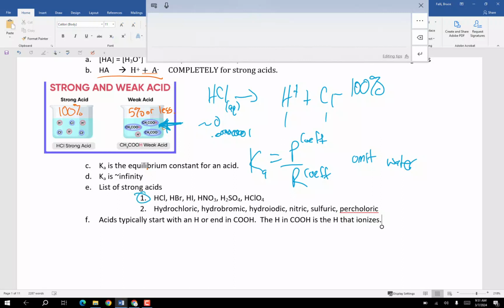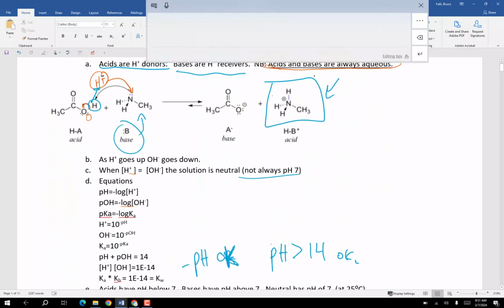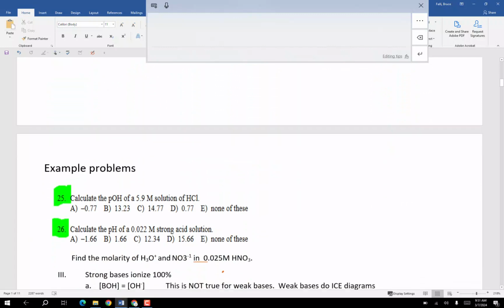Strong acids, boy, we did this a bunch. There's the names of them, make sure you know them. Acids typically start with an H positive or end in COOH. That is the carboxylic acid group we learned about in intermolecular forces. I just want to show this is a carboxylic acid group. So this up here is a carboxylic acid because it's CH3COOH. This is the H, always the H on the COO is the one that will be donated. Remember, say H givers or H donors.